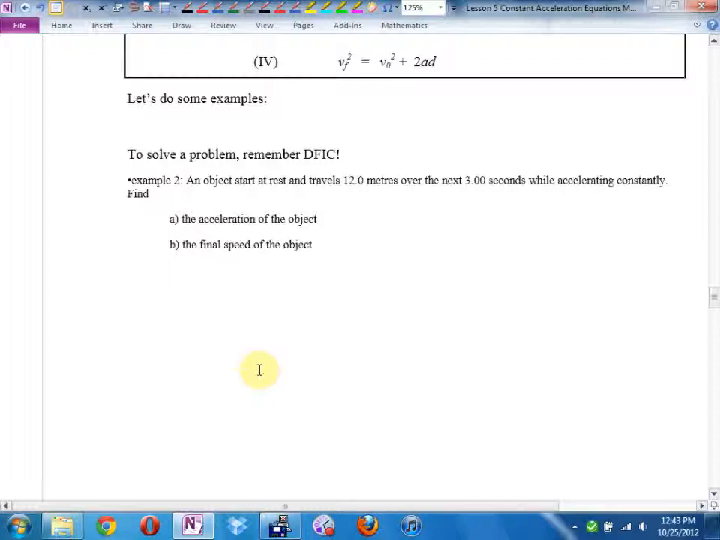To solve a problem, remember I gave you the acronym DFIC. What did the D stand for? Do you remember? I gave you this acronym, did I not? What did the D stand for? List your data. This is why, today and for the next 2 days, I gave you this acronym. F stands for find a formula. I stands for insert, and C stands for crunch the numbers, or calculator. You ready?